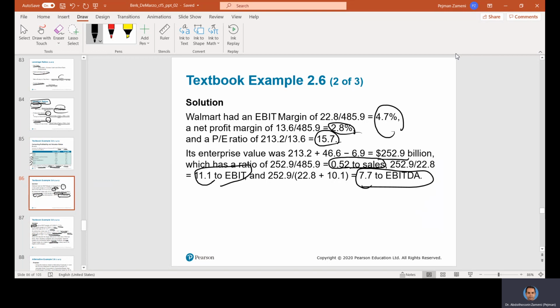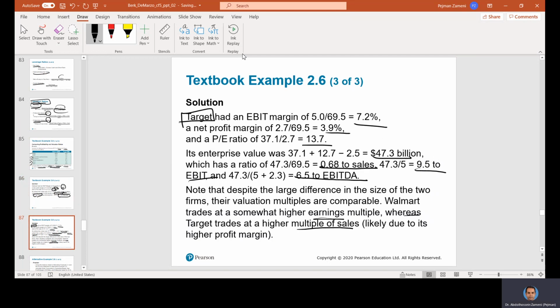Okay, Walmart has an EBIT margin of 4.7, a net profit margin of 2.8, and a PE ratio of 15.7. And the enterprise value is 252.9 billion, and the ratio is 0.52 to sales. And we can calculate the same thing for the Target company, and we can compare these two.